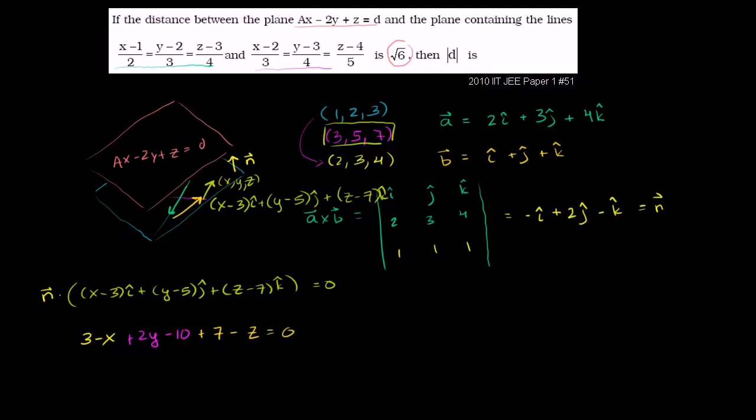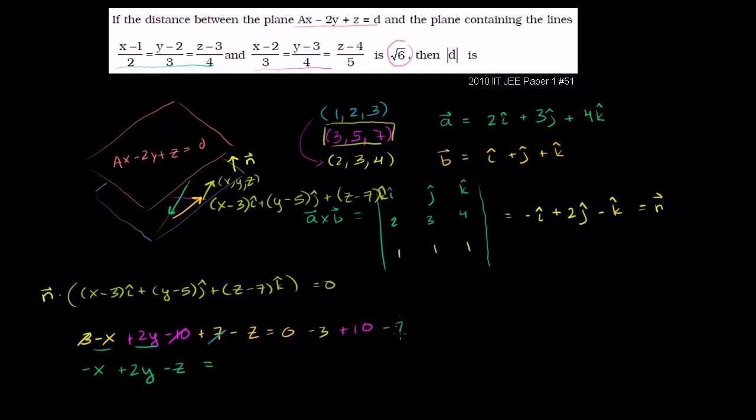And what do we get? So we have negative x plus 2y minus z, and then is equal to, let's subtract 3 from both sides. So if we take it out there, it'll be minus 3. If we add 10 to both sides, so then you have a plus 10 over here. And then we subtract 7 from both sides.